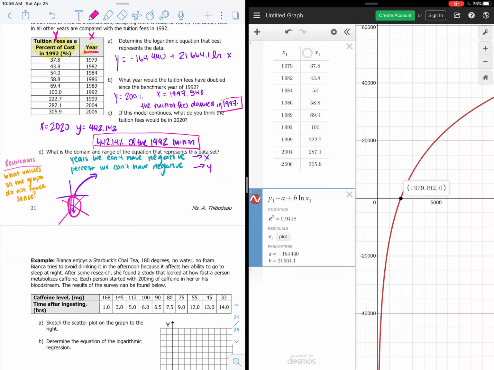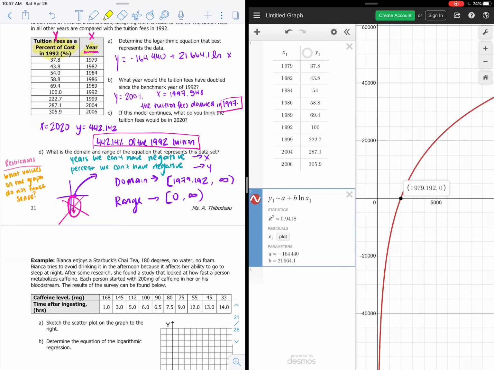So when we're talking about our domain and the range, in context to this question, there are restrictions. So how would we indicate that? Well, our domain is everything from that point onward, right? So our domain would include 1979.192 all the way to infinity, and our range would include 0 all the way to infinity. Okay, so our domain and our range are restricted and can only start at that same point.